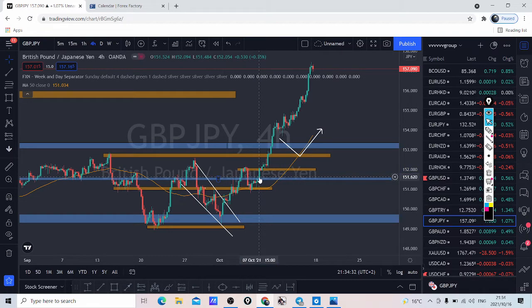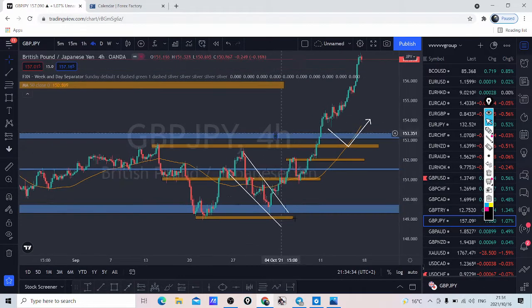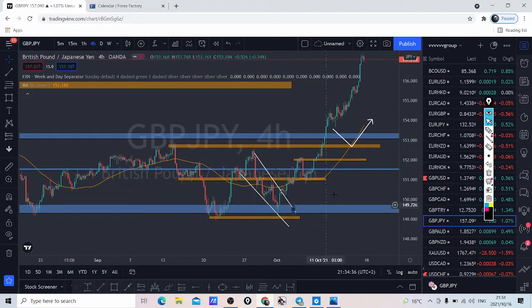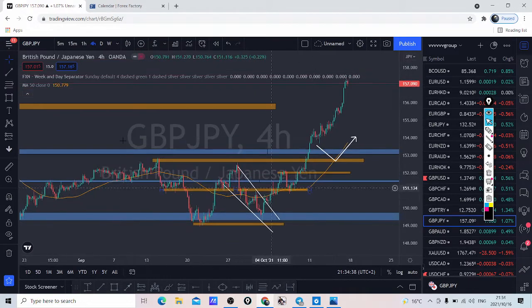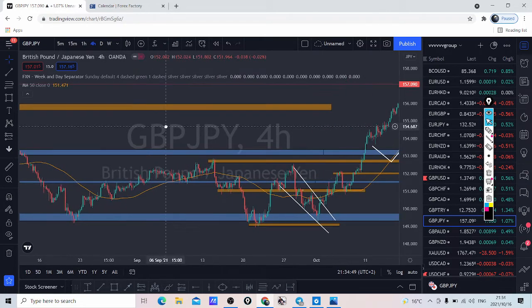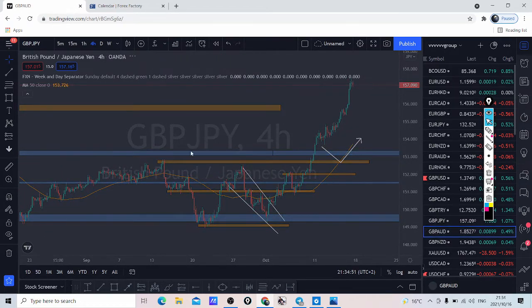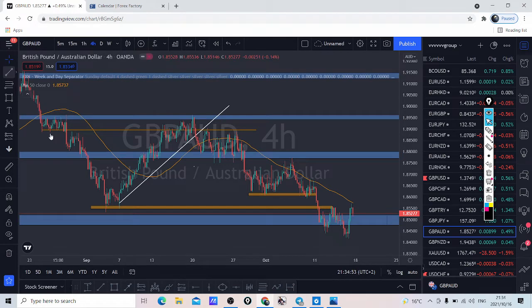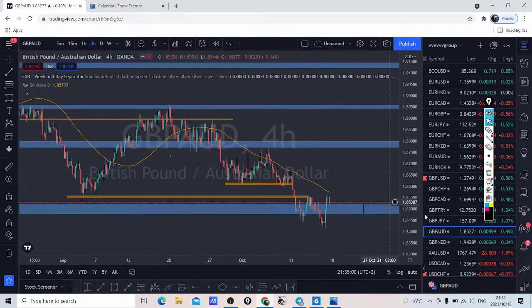I missed this trade, guys, and I even explained to you why. What was the reason behind me missing it? If you want to see that video, it's there. I think it's the previous video. I think I did it in the middle of the week last week, so you can go there and watch that video. Okay, GBP AUD. Nothing interesting as well.